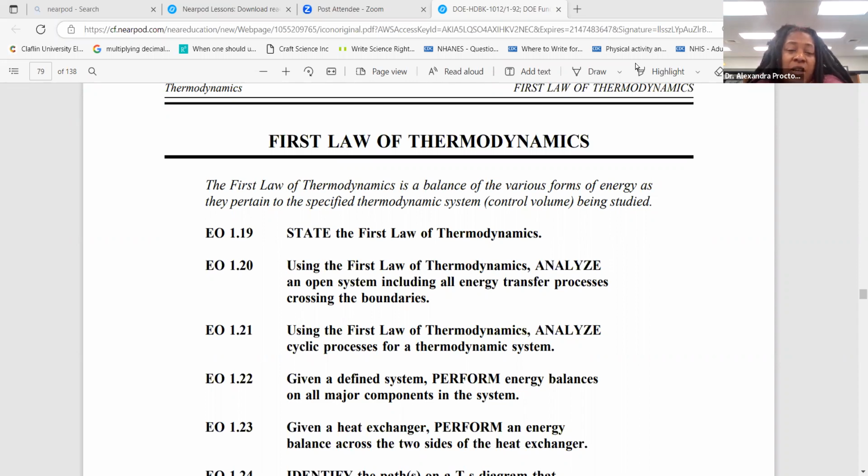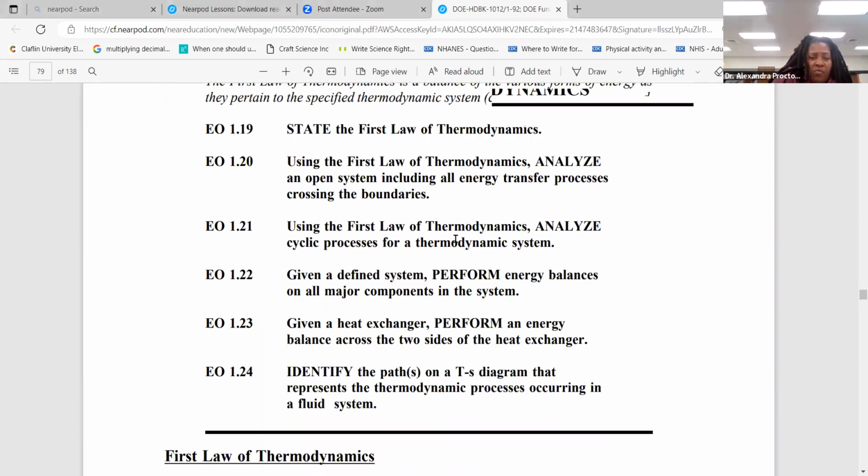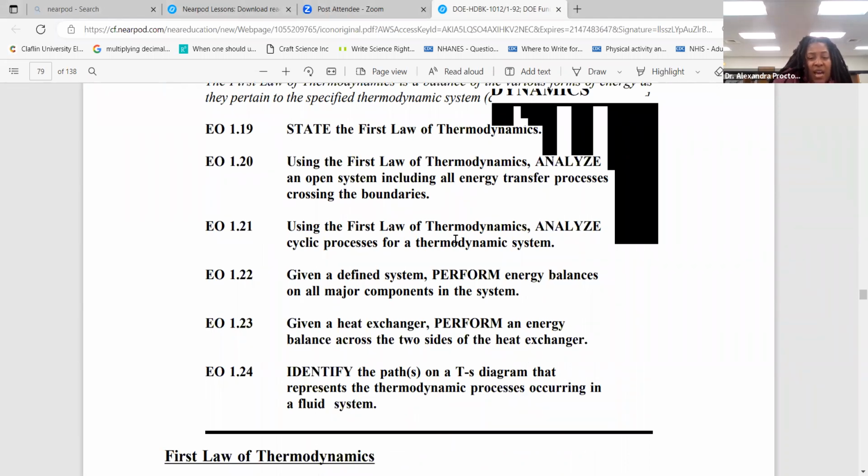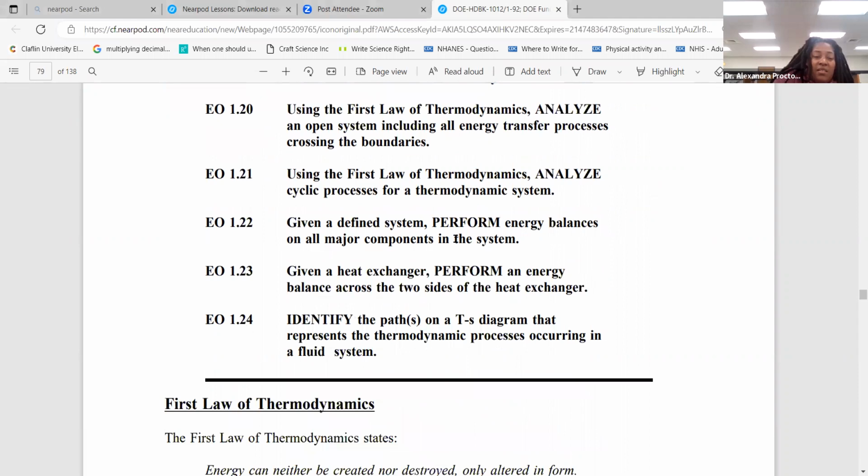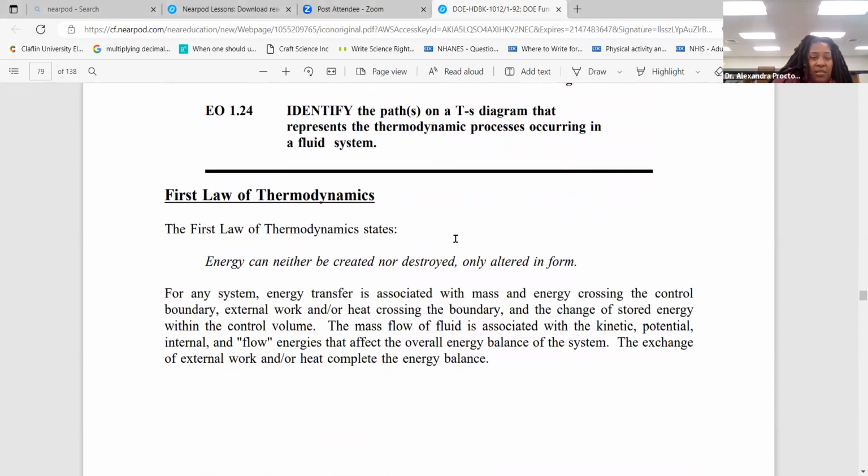and all the energy transfer processes that cross these boundaries, use the first law to analyze cyclic processes for the thermodynamic system. And if your system is defined, perform energy balances on all the major components of that system. Given the heat exchanger, perform an energy balance across two sides of the heat exchanger. Identify the path on a TS diagram that represents thermodynamic processes occurring in a fluid system.